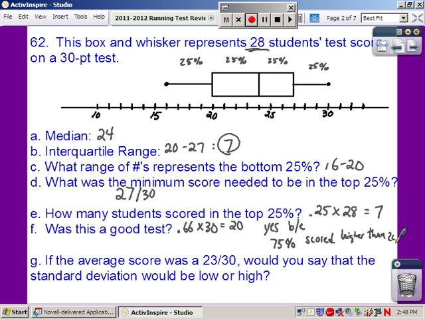And 20 was passing. Okay, and then it says if the average score was 23 out of 30, would you say that the standard deviation would be high or low?